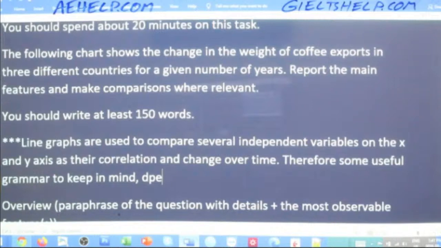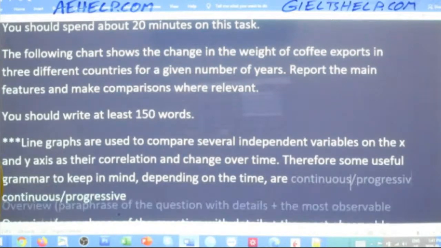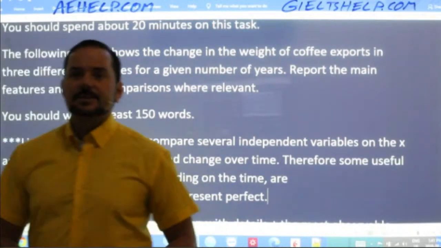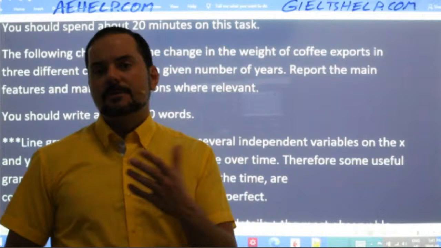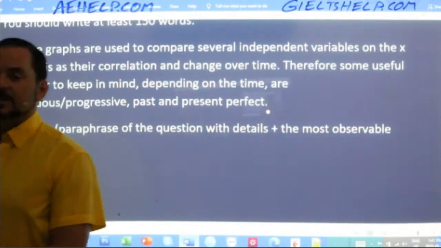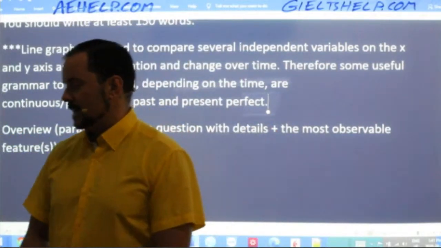Of course, depending on the time, are continuous, okay, or progressive, past and present perfect, okay? So simple past, Beckchen, yes, but that's true for most types, okay? So think about present and past perfect and the continuous and progressive forms, okay? Consider those when you're writing about line graphs for sure.